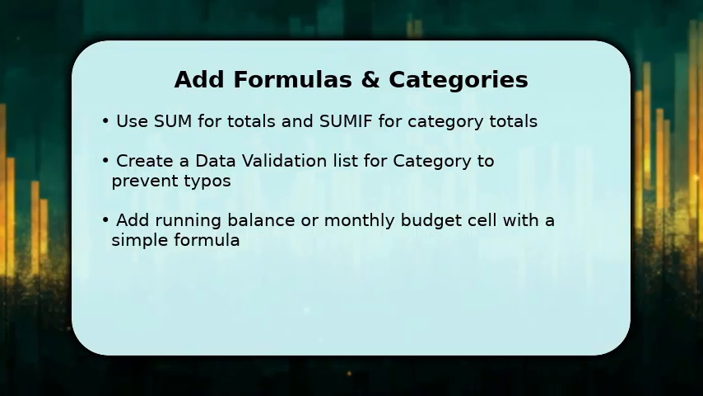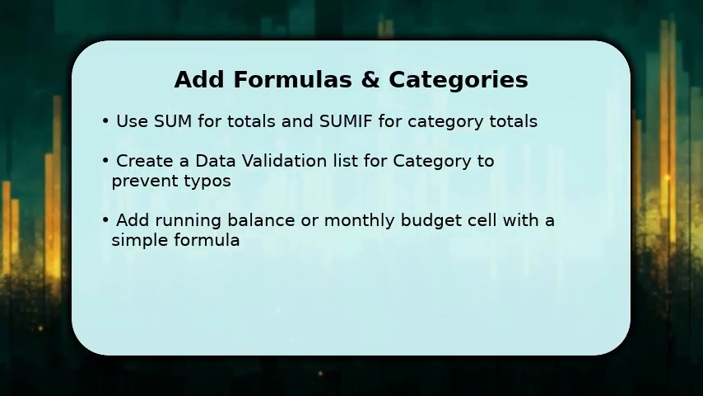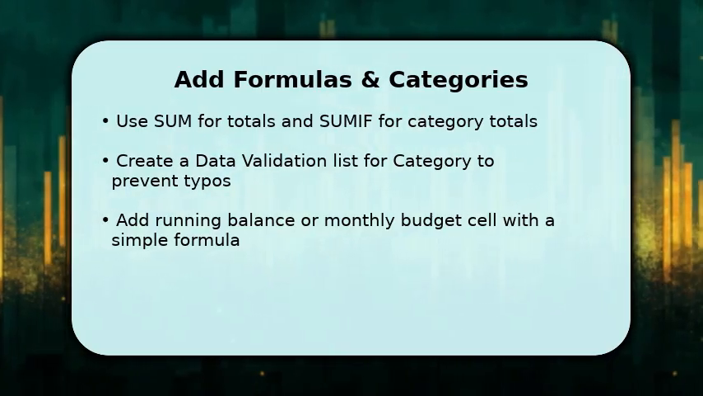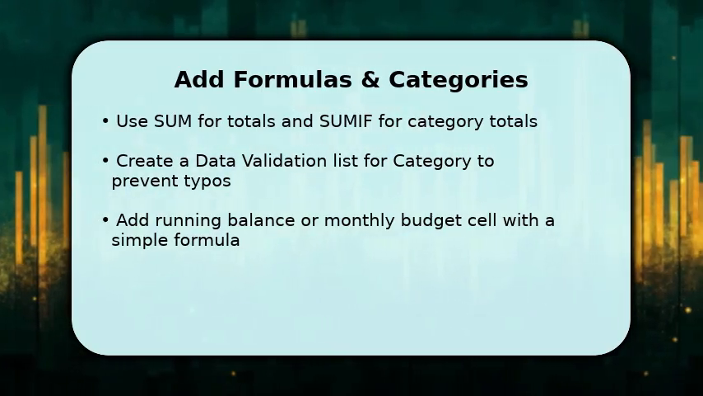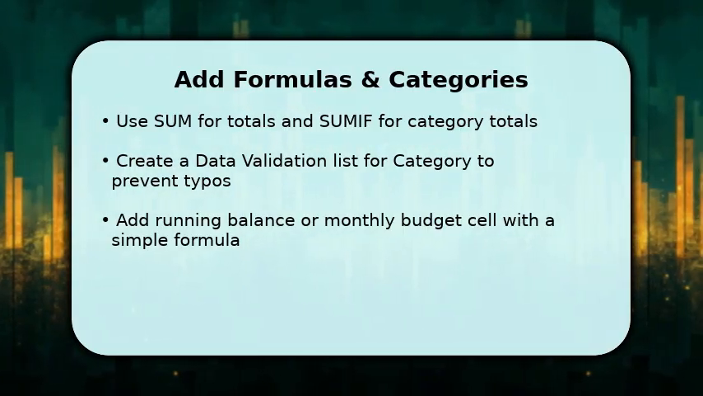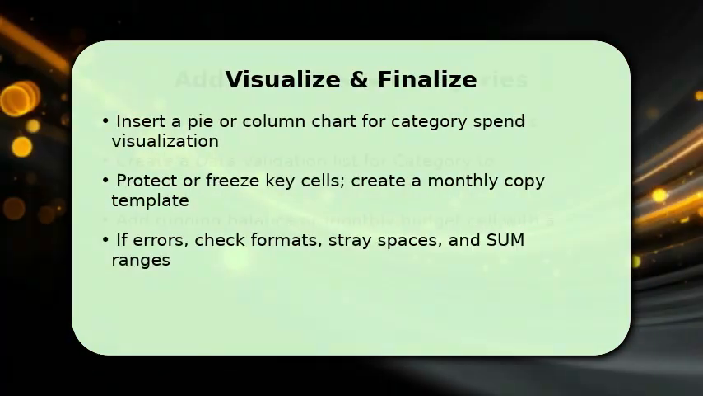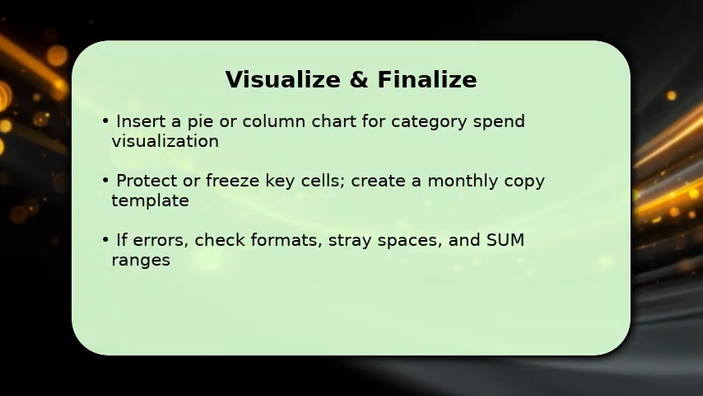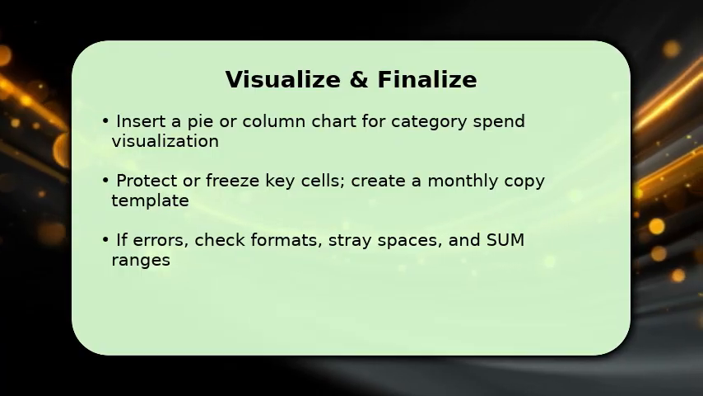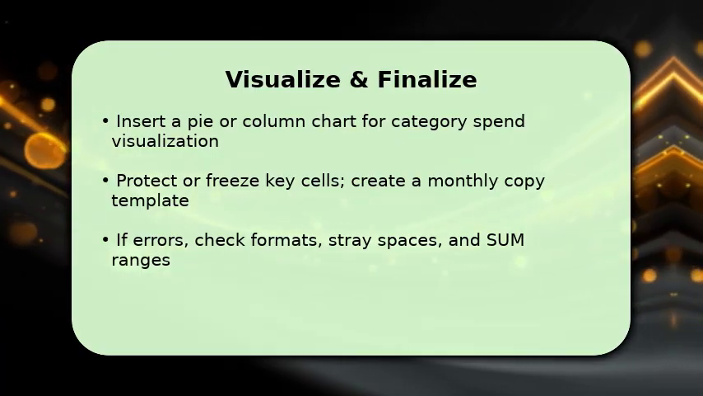This avoids split categories. Add a running balance column or a single cell showing remaining budget using a simple subtraction formula. Make sure to lock header ranges when needed so filters and freeze panes keep labels visible while you scroll. Finish by visualizing trends with a pie or column chart of category totals so you can quickly spot big expenses. Charts update as you add entries.